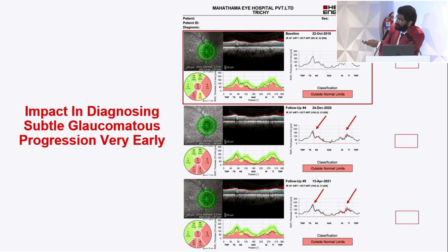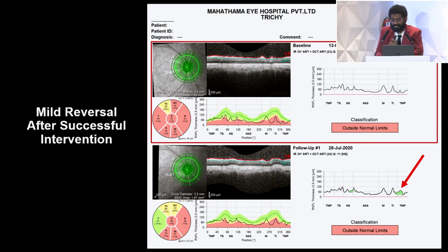Again, I think the IOP is under control and the patient is well controlled, but when you do a BMO-MRW, you can see that there seems to be some progression which is still happening. So I now need to revise my target IOP. So again, diagnosing not only glaucoma but subtle changes, even when the patient is on therapy, it plays a role.